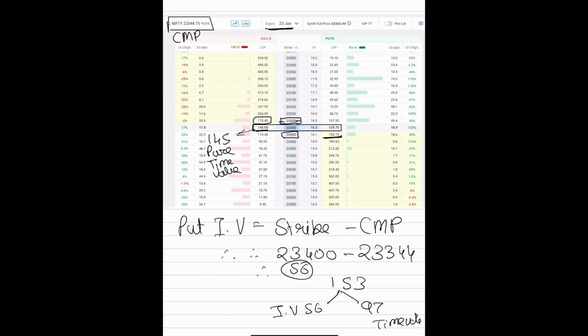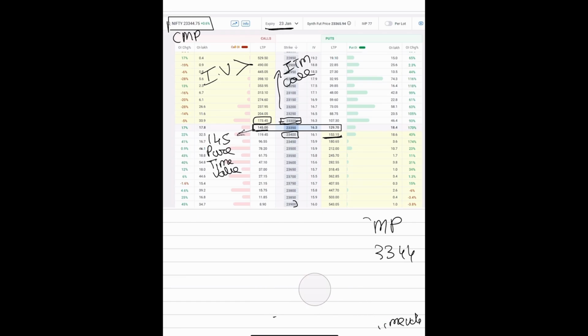Now as we go in the money, for call, the intrinsic value will increase. And as we go OTM, out of the money, the intrinsic value will decrease, and this will be pure time value. So ATM and OTM have pure time value. Only in the money options have intrinsic value.